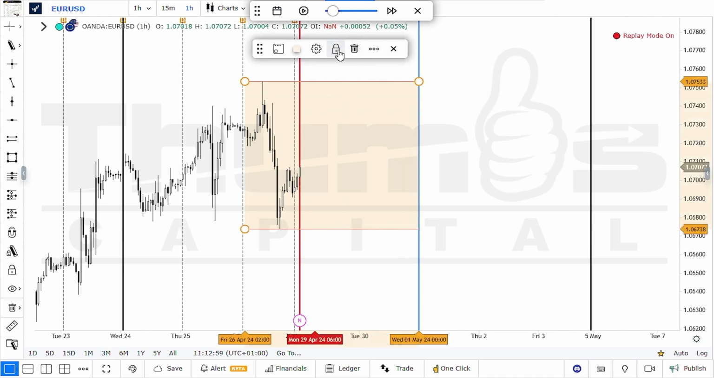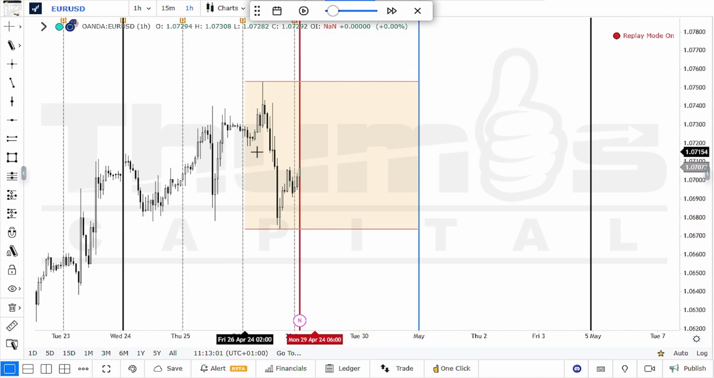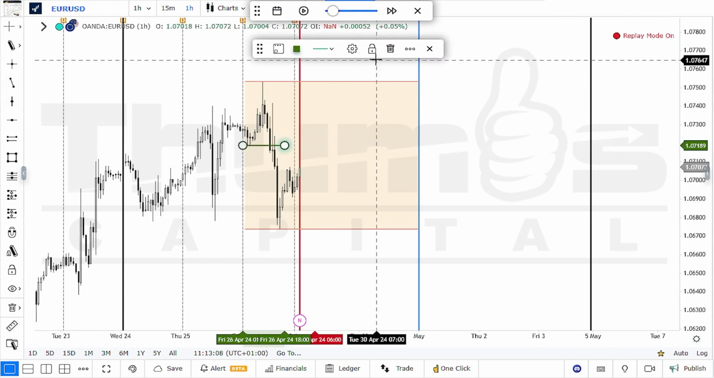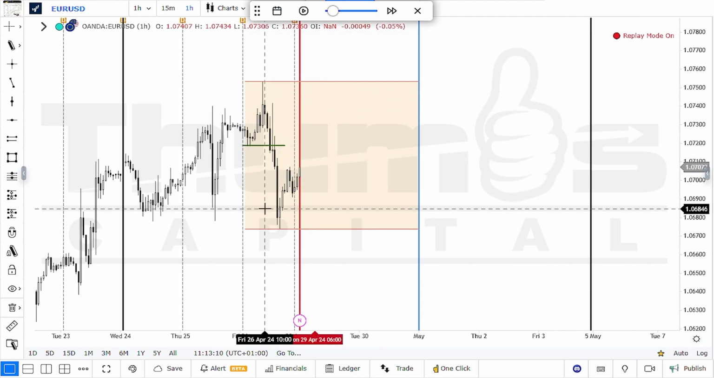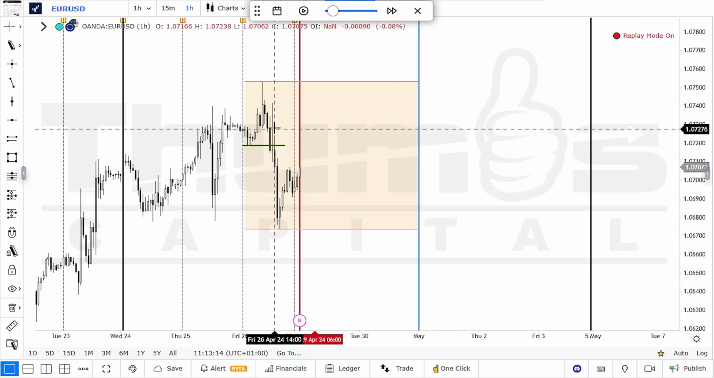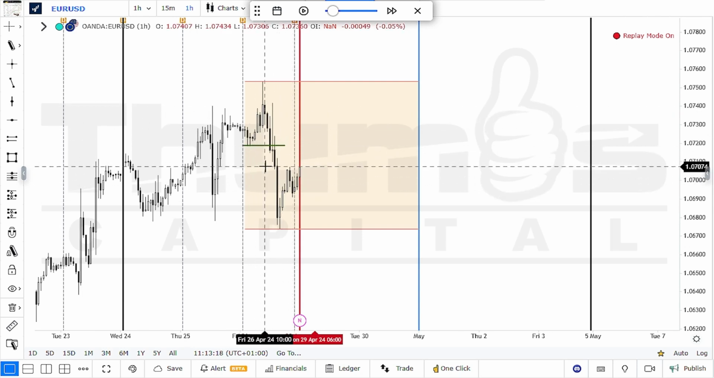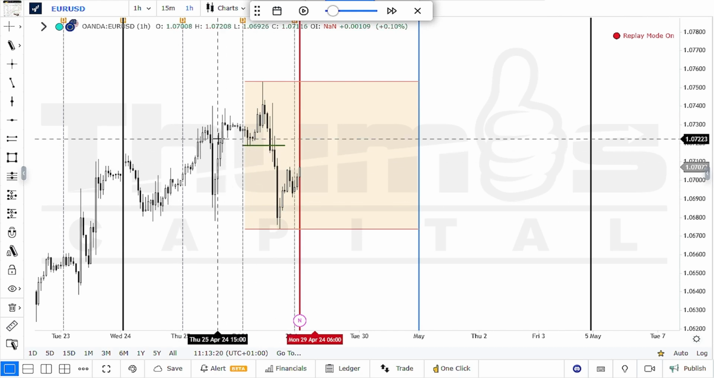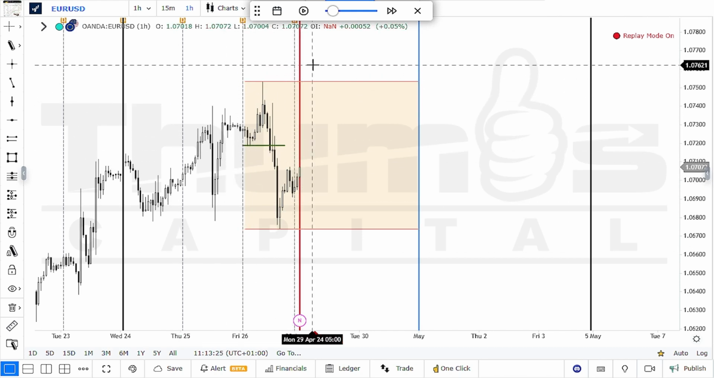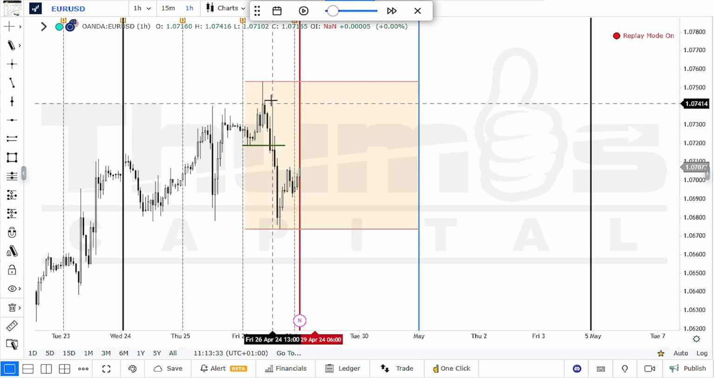Perfect. That's the accumulation range, and as you can see within the accumulation, price broke this area right here and gave us a break of structure to the downside, which means it is an accumulative sell structure. Price is already bearish within the accumulation, and we are also looking to take a sell trade. That means a return to this supply zone right here is what we are looking for.